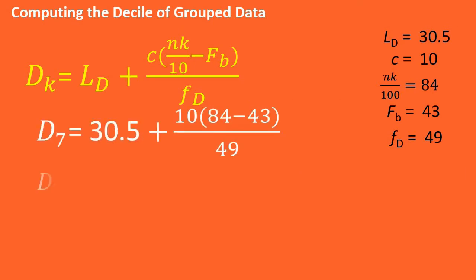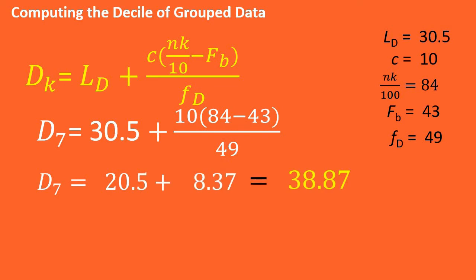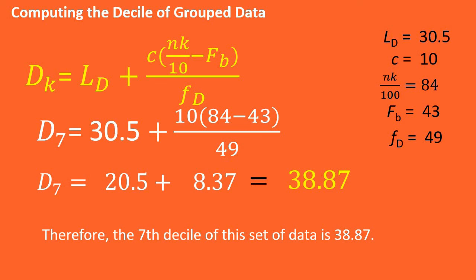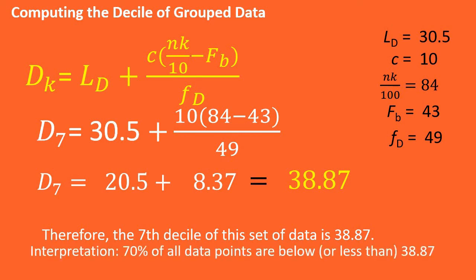We will be arriving at 38.87. This means the 7th decile of this set of data is 38.87. And this also means that 70% of all data points are below or less than 38.87. So this is our process in computing for the decile of a group data.